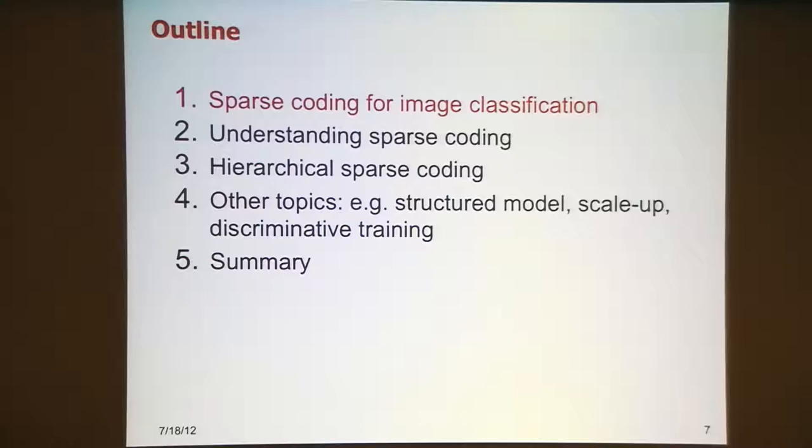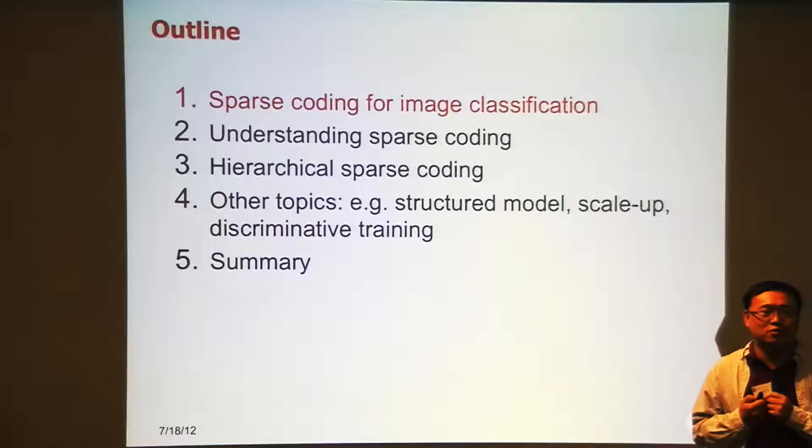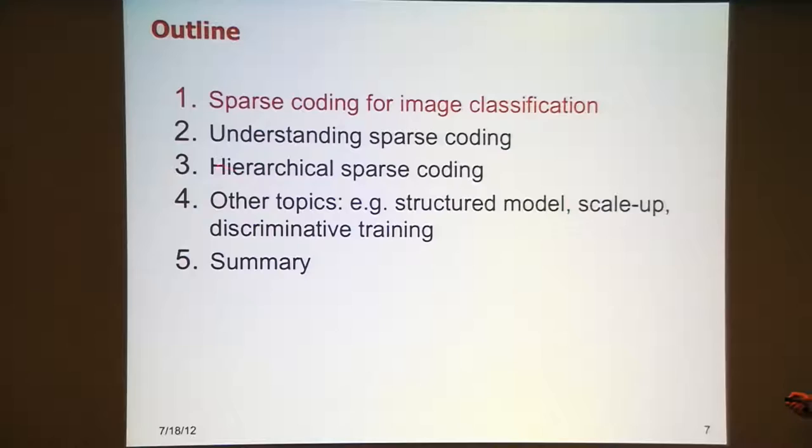So this is the outline of my talk. It's supposed to be about 2 hours. First I'm going to give some general introduction to sparse coding for image classification, and then try to provide some really personal perspective on how to understand sparse coding, why sparse coding works for image recognition. Then I'm going to cover hierarchical sparse coding. That means with sparse coding as the basic building block, how to develop deep models. And very briefly, I will go over some of the recent topics, but without too much detail. In the end, provide some summary.